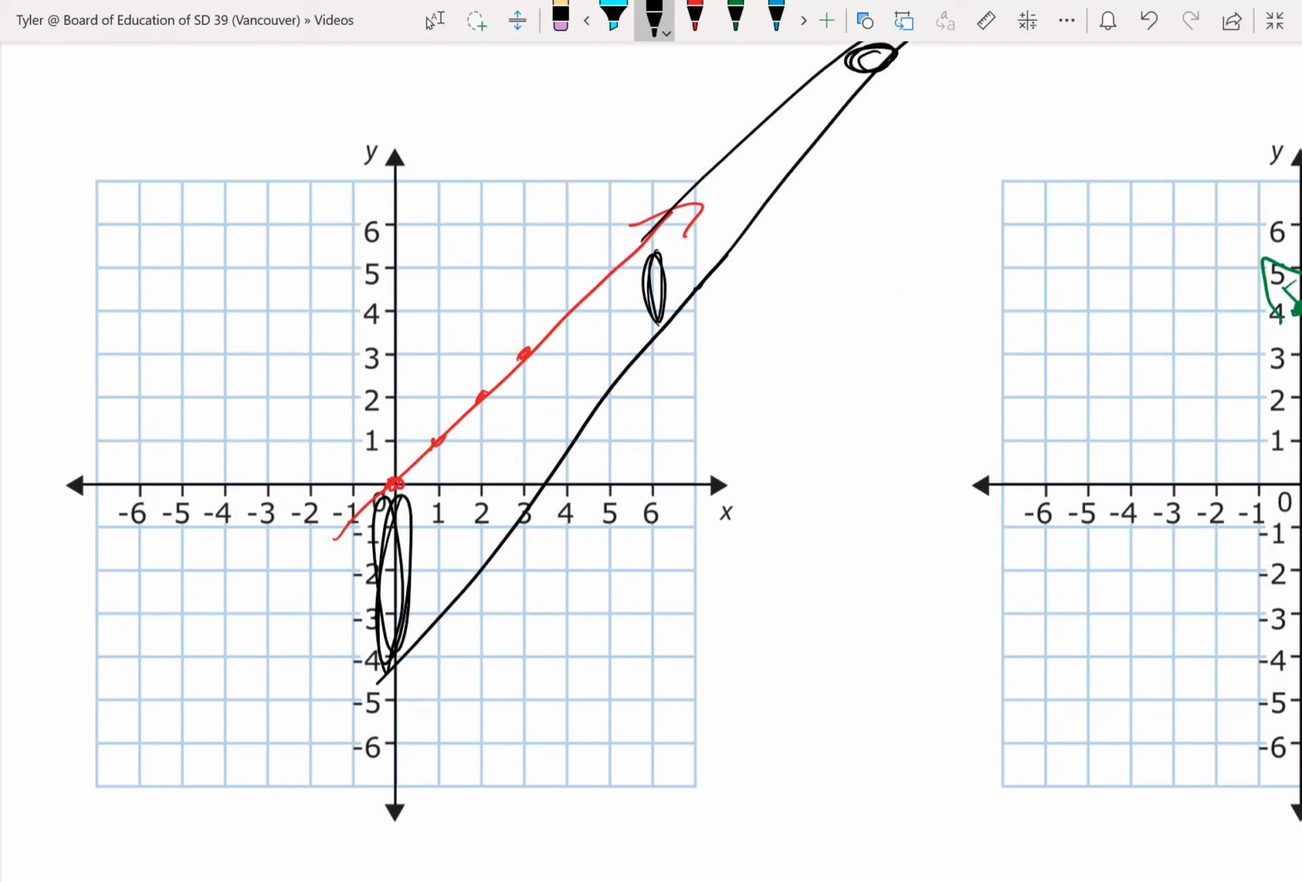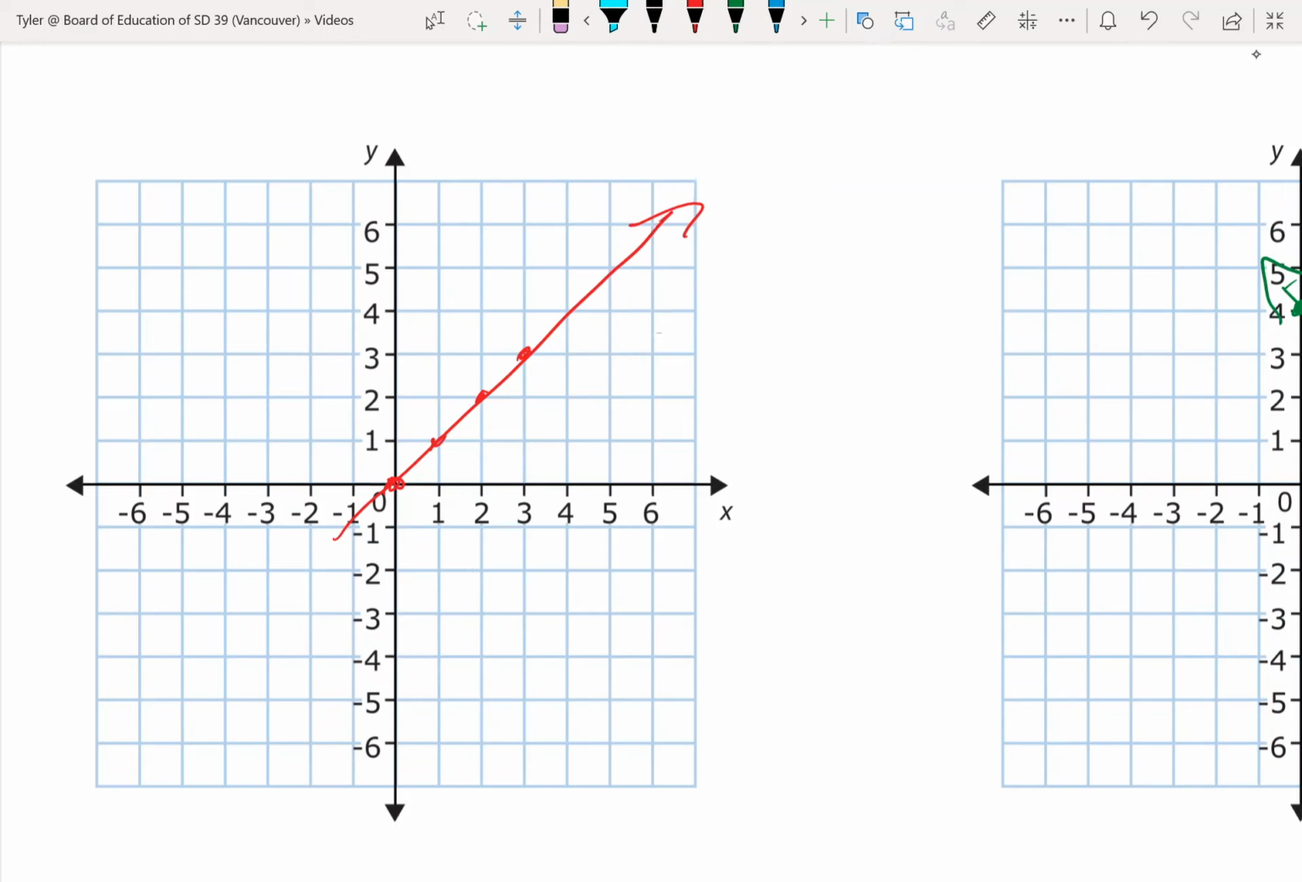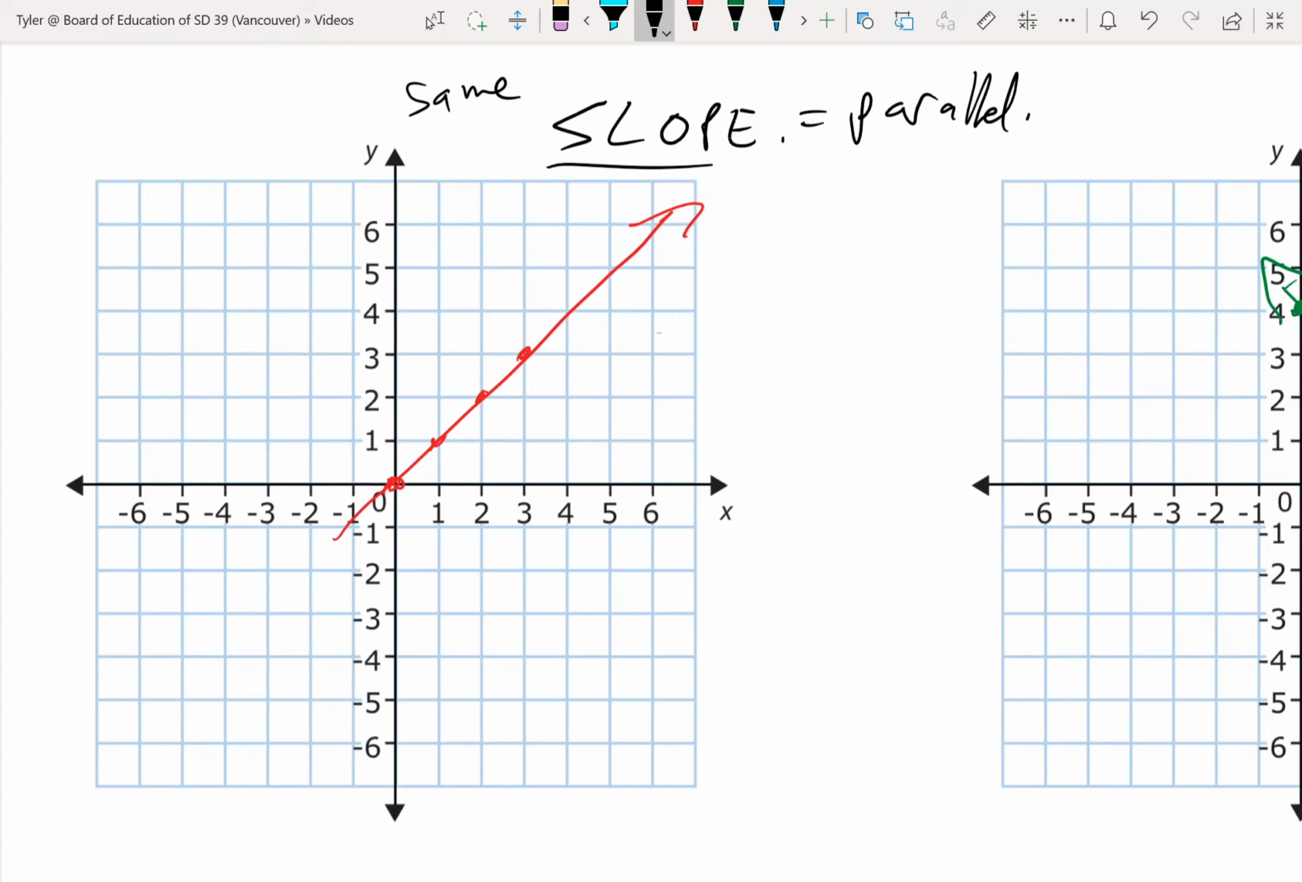So the only way that two lines are parallel is if they're going up the exact same amount. And that means using slope. So slope is basically the speed at which a line increases, or how steep is the line. So if we want something that's never going to intersect, it needs to have the same slope. Because that means that they're going up at the same angle.